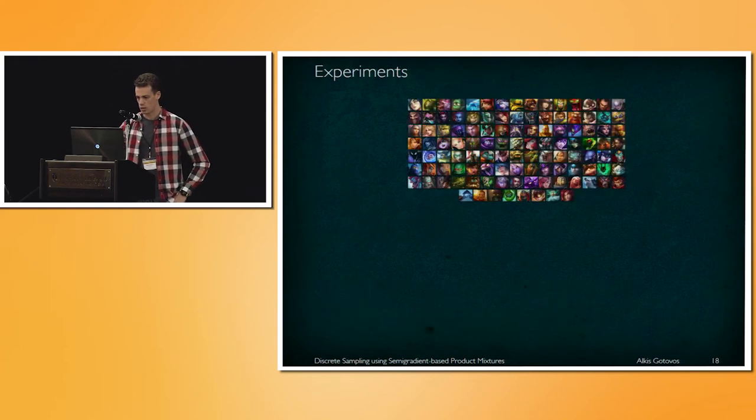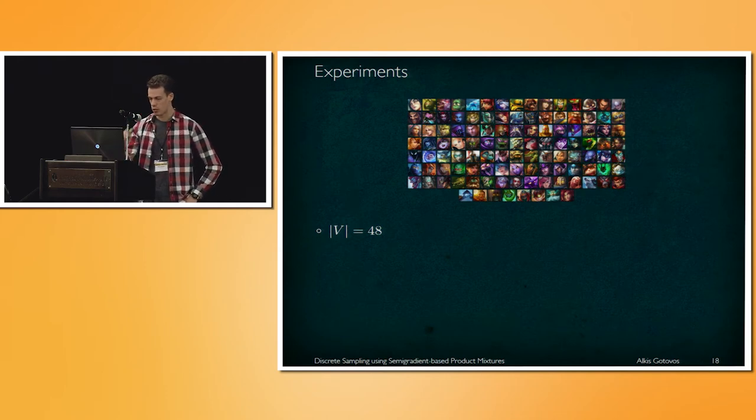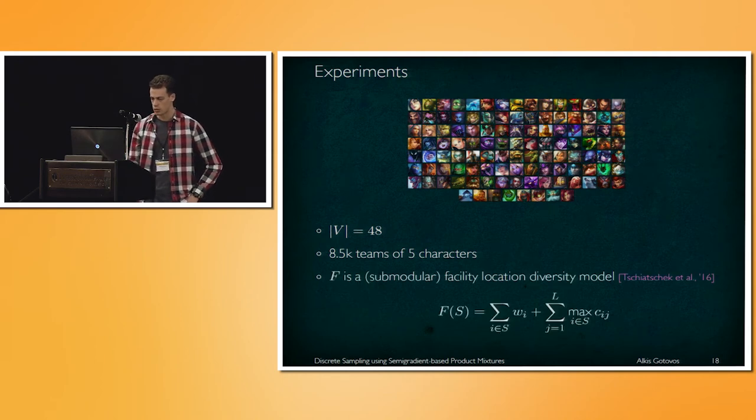All right. To end, let me show you a few experiments illustrating all these points that I've talked about before. So coming back to this online game setting, the setup here is we have a ground set of 48 characters that you can choose from. From various previous tournaments, we have collected 8.5k teams. Each of them has five characters. And then we have a learned model, which in this case is a facility location diversity model, which has this form of modular plus a facility location function. Okay, and we want to see how well we can sample in this kind of model.